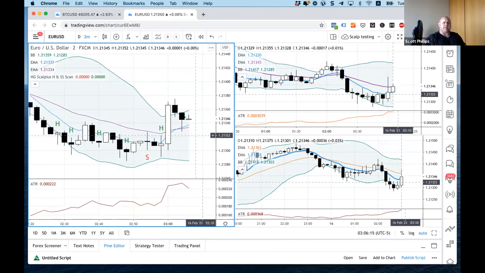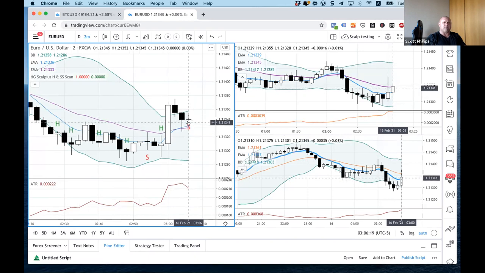So we have a setup here. For this to be a setup, this has to either close as a shooting star or be a higher close. Higher than what? Higher than the bar before. This close is 345. This next close so far is 347. We'll see how it closes.